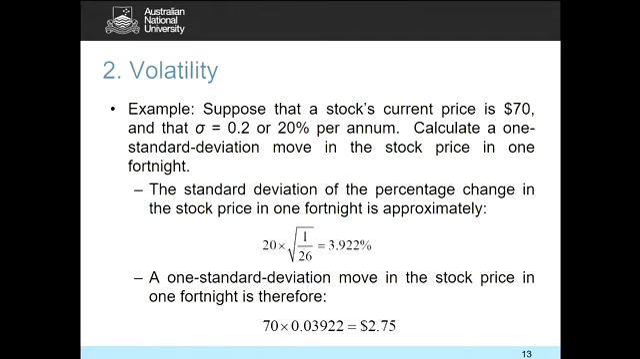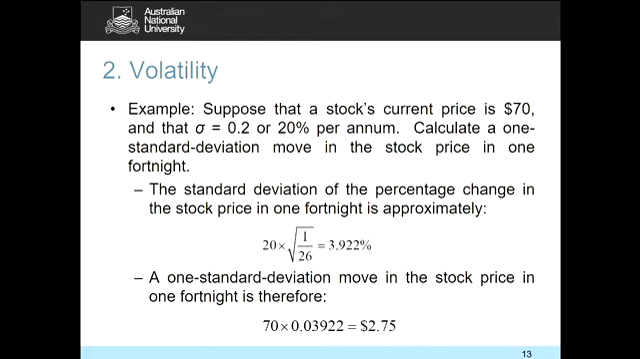So, stock's current price is $70. Volatility is 20% per annum. Calculate a 1 standard deviation move in the stock price in 1 fortnight. So a fortnight is 2 weeks, so 2 on 52, or 1 on 26. So the standard deviation is going to be my current volatility of 20% times square root of 1 on 26. There are 26 fortnights in a year, to give me 3.922%.